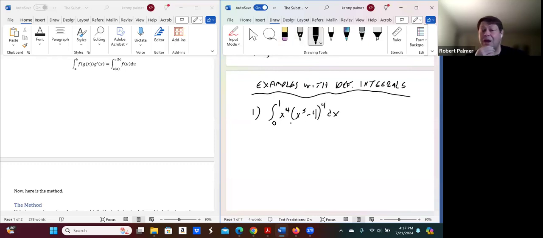Now, this is an example where you could actually do this a different way. You could multiply all this out and then do it one part at a time, which would be correct, but that would obviously be a real pain. So the substitution method is a better way to do it.